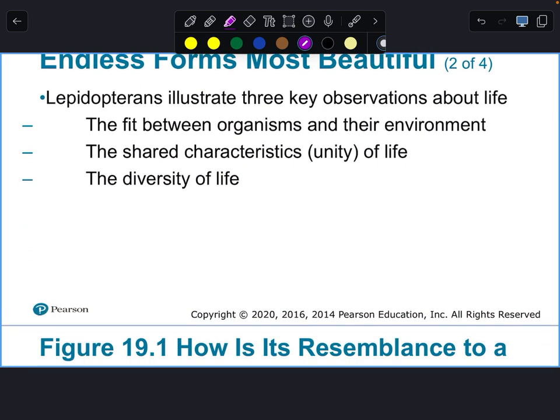Okay, and so these moths illustrate the fit between organisms and their environment. So that's what evolution is, right? We're not building a perfect organism. We're building an organism that is fit in its environment because nature selects for fitness.